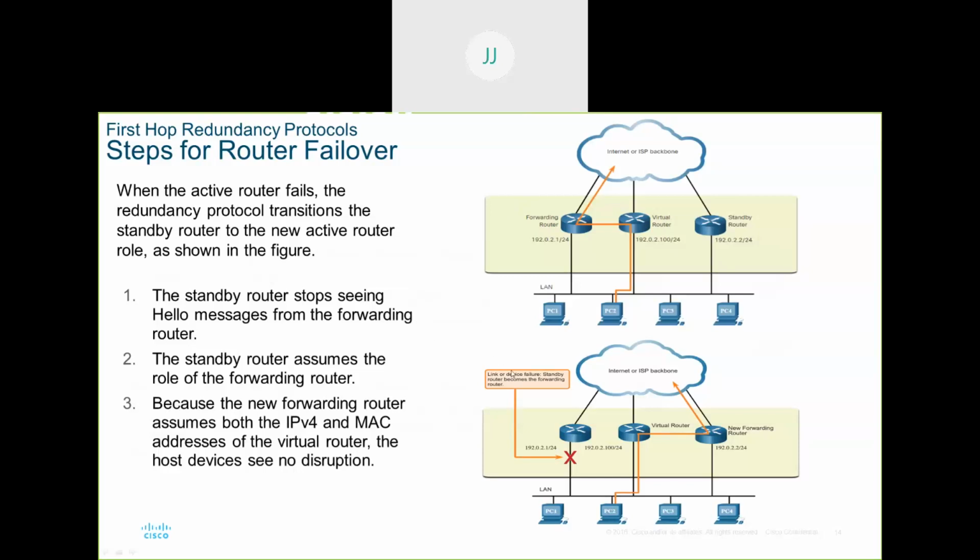In the bottom diagram, it shows a link failure, either by a router or the link itself. The standby router stops seeing hello messages from the active forwarding router, then assumes the role of the forwarding router. Because the new forwarding router assumes both the IP and MAC addressing of the virtual router, the hosts see no disruption.